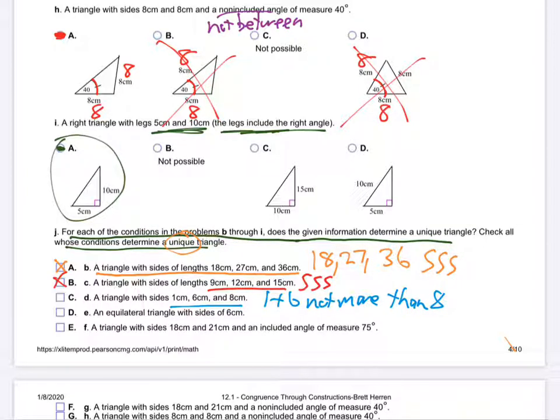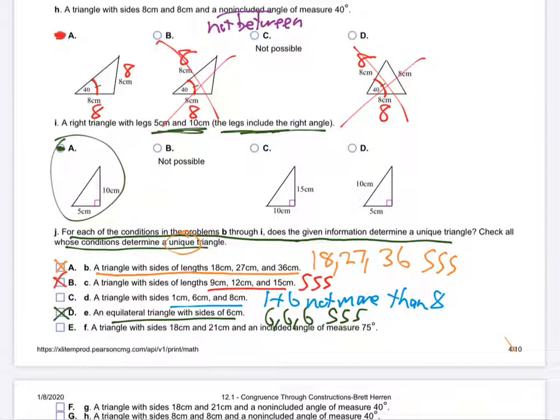How about part D? Equilateral. Sides 6. What does equilateral mean? All sides the same. So we're saying it's 6, 6, and 6. Yeah, so by side, side, side, that's unique.